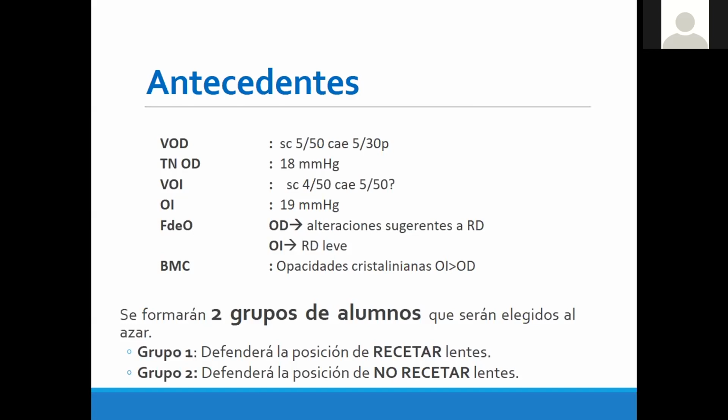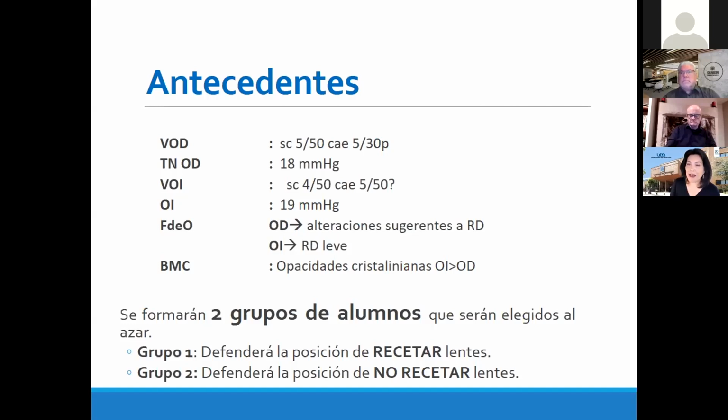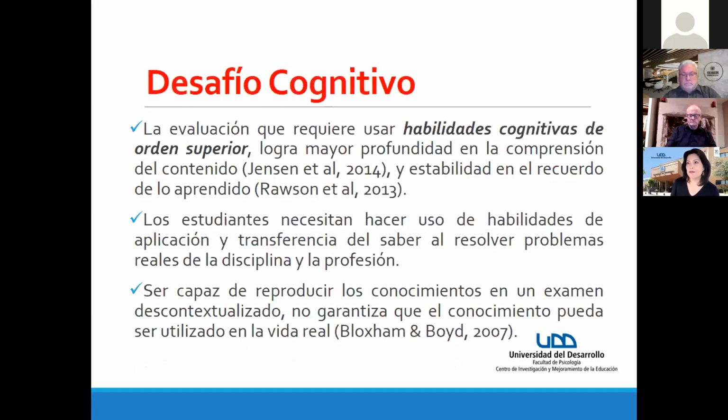Entonces acá es relevante porque no es un tema blanco o negro, es un tema gris, es un tema donde, si pensamos en el caso, hay elementos para discutir tanto para el grupo que quiere recetar lentes como el grupo que no quiere recetar lentes. A eso nos referimos con evaluación auténtica y contexto, que necesitamos que el alumno discrimine, analice, estudie qué pasa efectivamente en los centros de salud. Son casos que llegan al centro de salud, cómo se resuelven, etc.